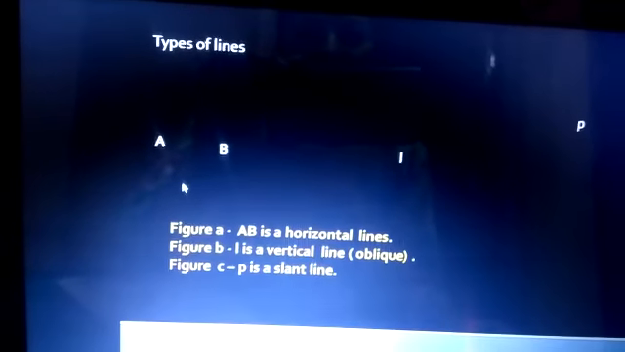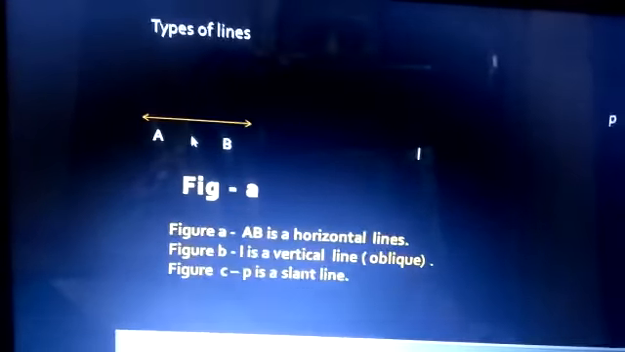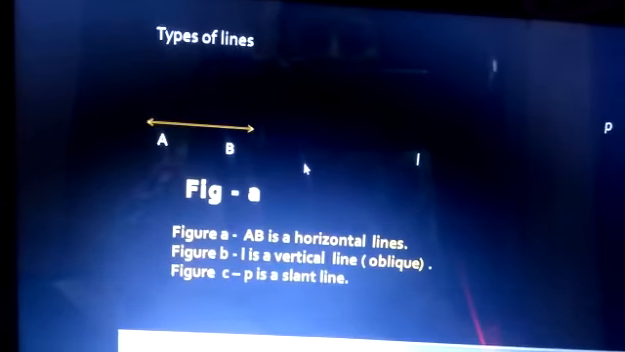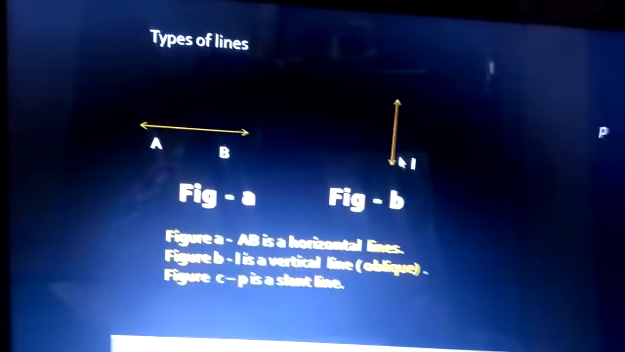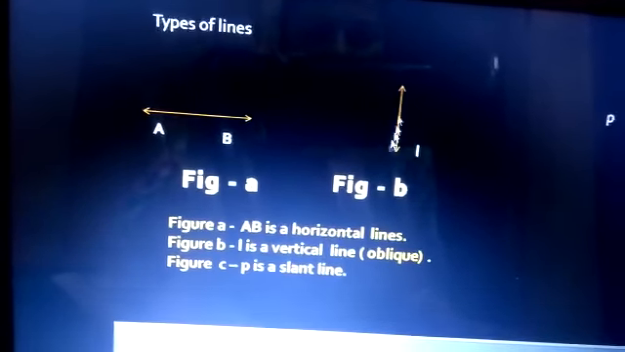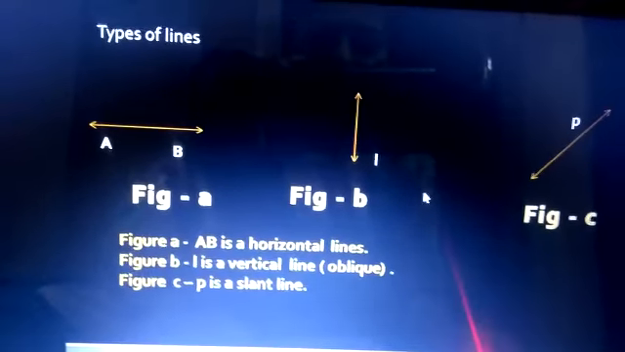Figure A represents horizontal line. Figure B represents vertical line. And figure C represents slant line.